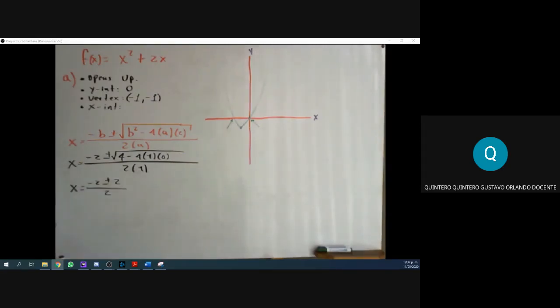2 times 1, 2. From here, we split our equations, and we have 1 with the negative value and 1 with the positive value. So like this, and x equals negative 2 minus 2 over 2. A lot of 2's in here. From here, solve each one of these values, and we are going to find both. So x will be in here. Negative 2 plus 2 will be 0 over 2, which is 0.